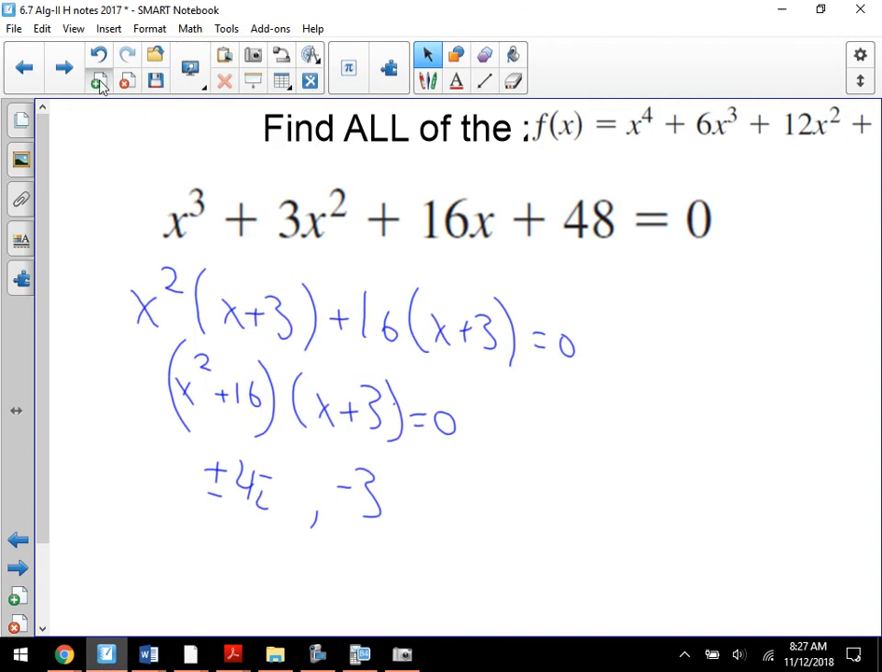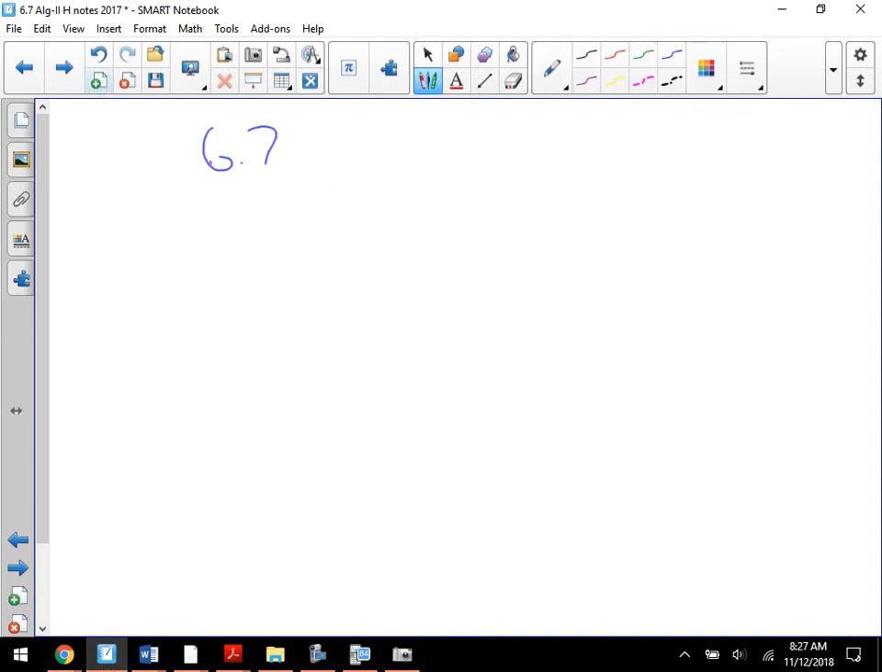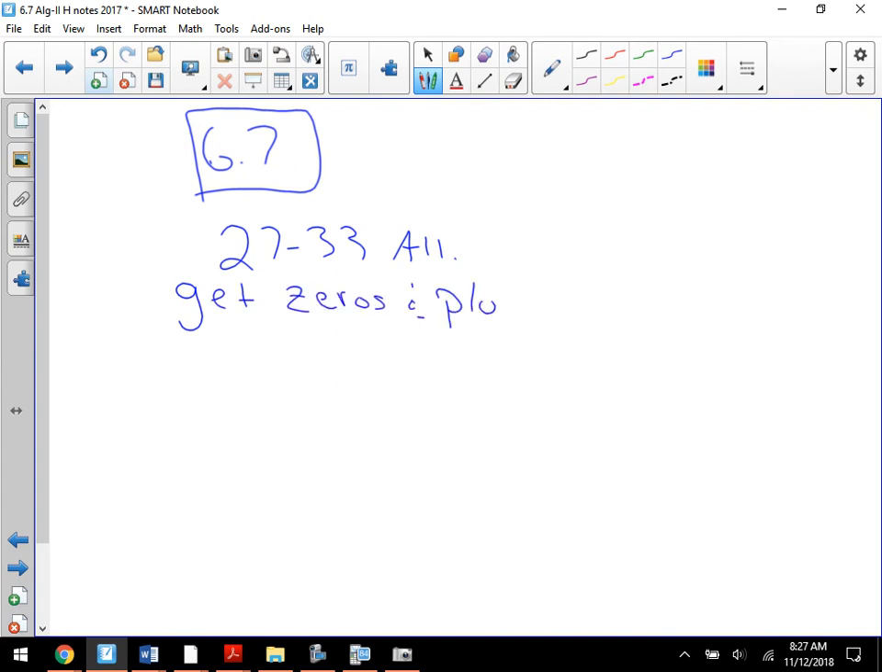So what I want to try tonight, I think I have to adjust the PDF file. In 6-7, I want to do 27 through 33 all. And I want you guys to get zeros and plot via tails. Okay? If you do come across imaginary zeros, which you will, plot your tails like you think they would be, and don't forget to throw in your y-intercept. Plot your tails like you think it's going to look. Look at your graphing calculator real quick to see if there is a little dip above or below.